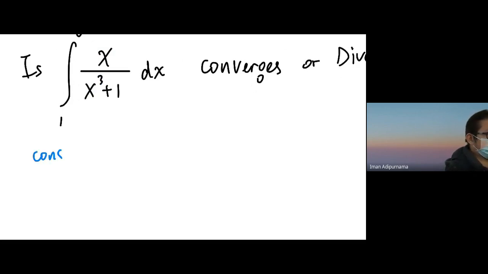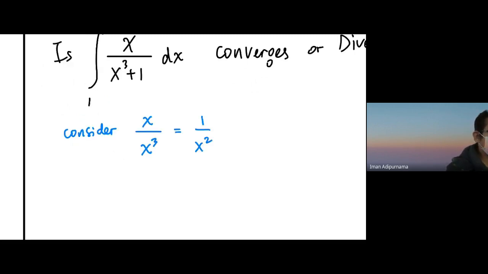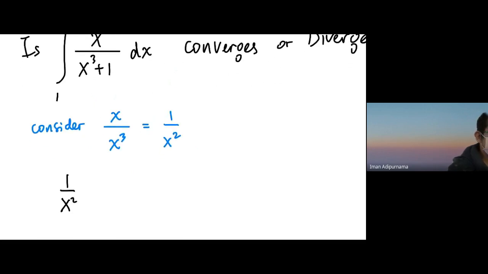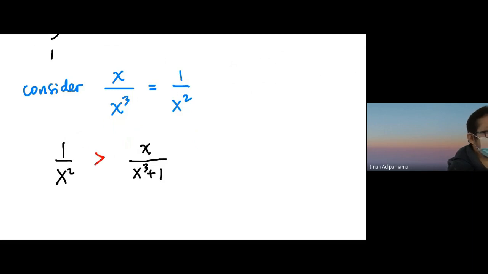Now consider, we have a function that is x over x cubed, or we can have a function 1 over x squared. We can consider this, okay? Of course, if we take this 1 over x squared and compare it with x cubed plus 1, this will be greater, at least greater or equal, because of the plus one here, right?